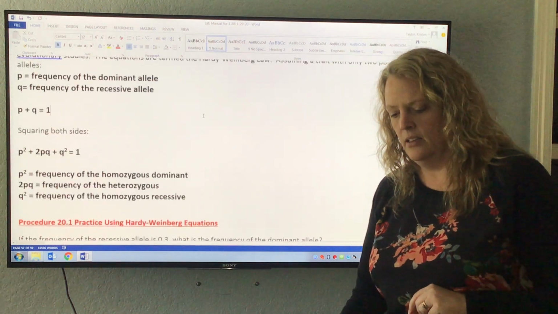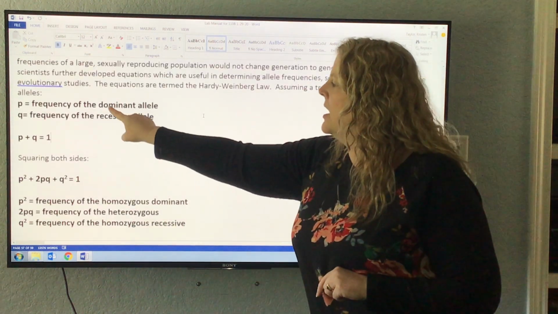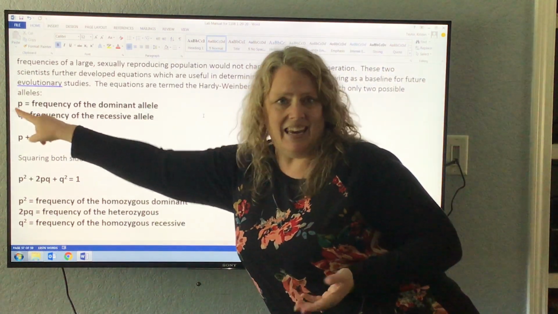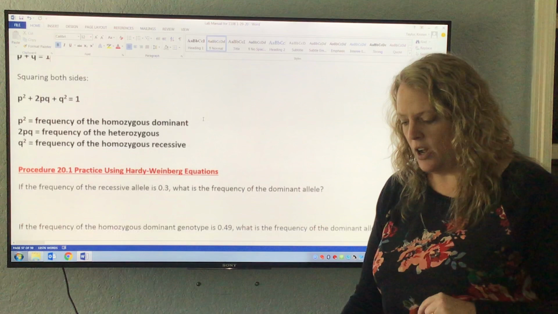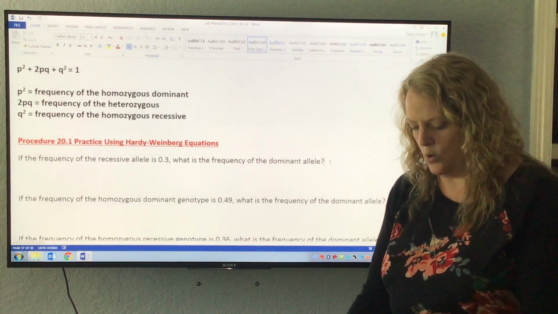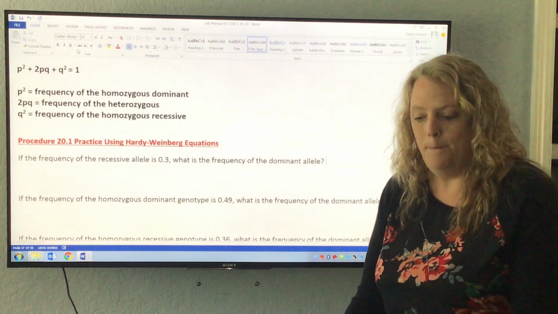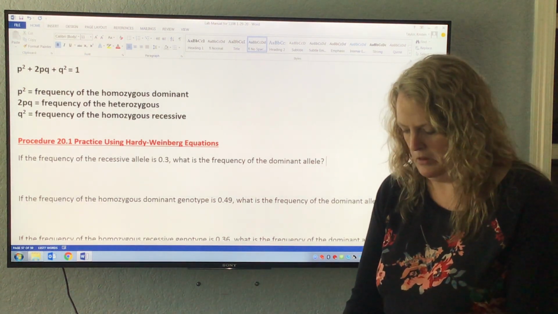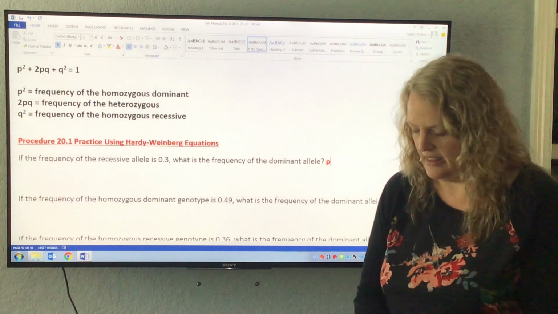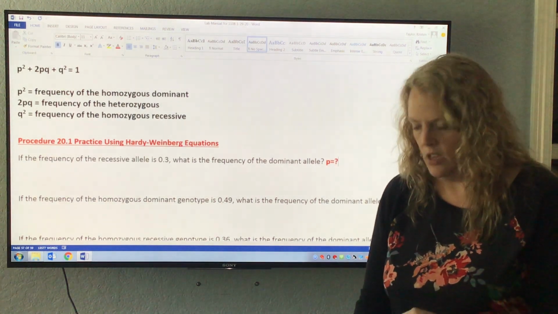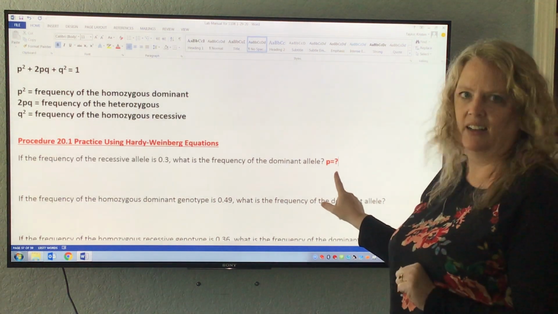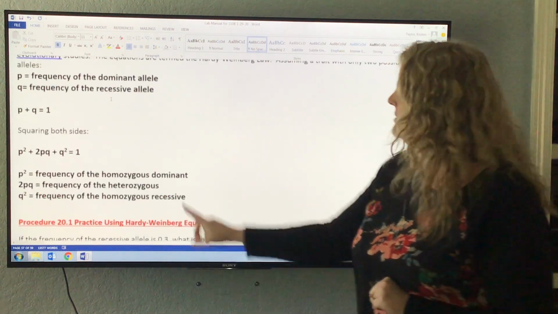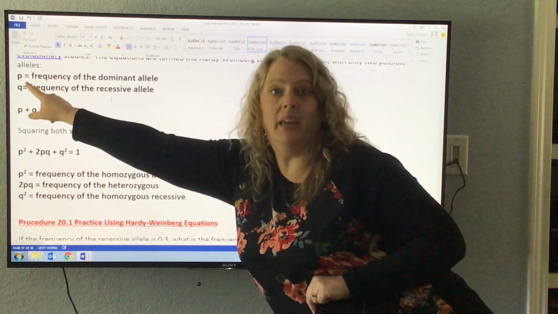So you go back, remember, dominant allele is going to be the letter P. So in this problem, I am solving for P. Okay. P. That's what I'm solving for. Everybody understand how I got that? This is for the dominant allele, and dominant allele is P.